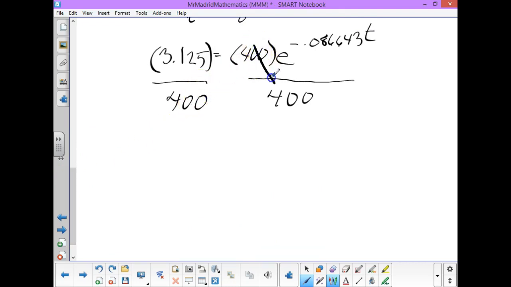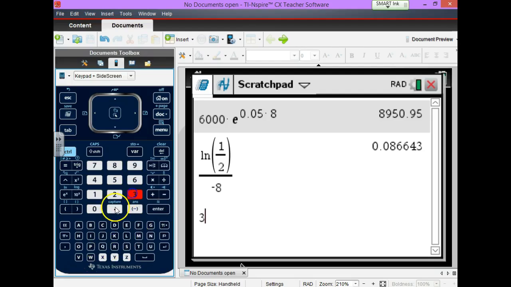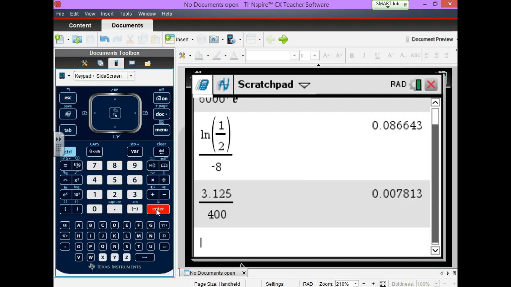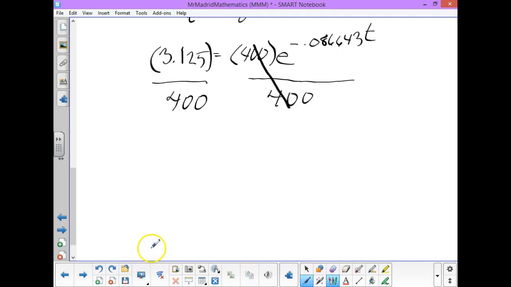Obviously it's going to cancel out on this side. Let's see what we get here: 3.125 over 400. 3.125 divided by 400 is 0.007813, which equals e to the 0.086643 times t.